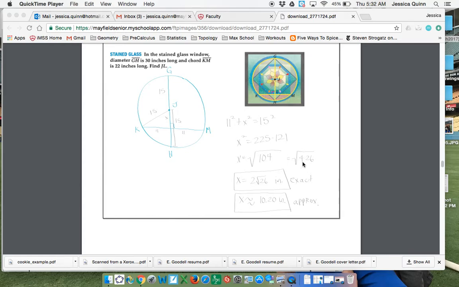So this says 4 times 26. I don't know if you can see that. So 104 is equal to 4 times 26. I don't know if you can see the multiplication dot right there. So it simplifies to 2 rad 26. And then the approximate answer is when you stick it into your calculator and get an approximate answer. So there you go.